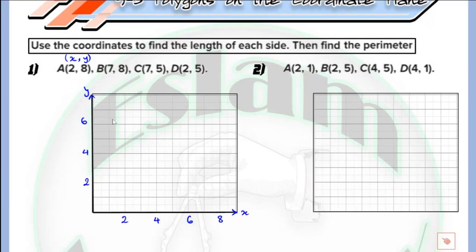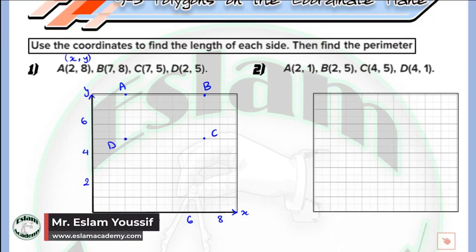For the point A, 2 and 8, just move 2 units to the right and go up 8 units. So that would be the coordinate of the point A. The second point, which is B, 7 and 8, moving to the right 7 and going up 8. So that would be the point B. C, 7 and 5, moving to the right 7 and going up 5. So that would be the point C. D, 2 and 5, going to the right 2 and moving up 5. That would be the coordinate of the point D.